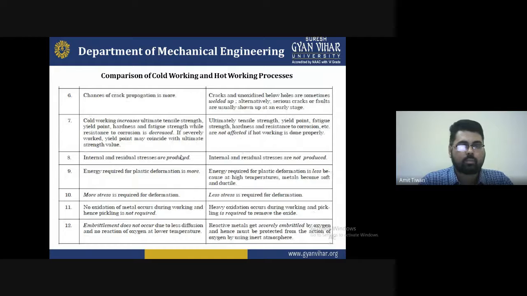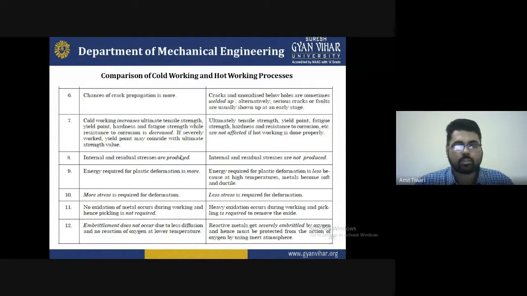And the sixth point, in the case of cold working, the chances of crack propagation are more, and in hot working, cracks and unoxidized metal below the hot surface are sometimes welded up. So there is some difference in the tensile properties as well: in cold working there is an increase in ultimate tensile strength, yield point, fatigue strength and hardness, while in hot working these, along with resistance to corrosion, are not affected. So these are some advantages and disadvantages for both hot working and cold working.